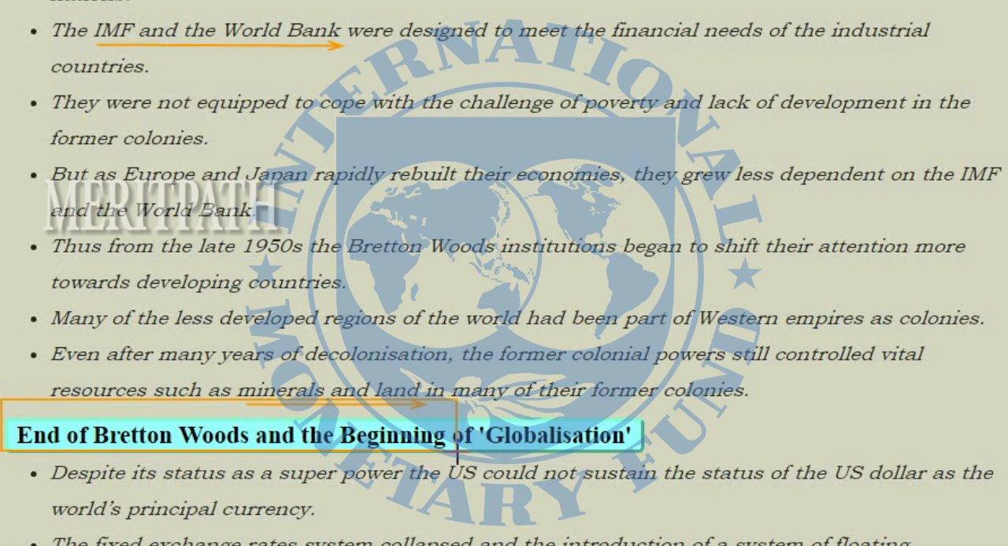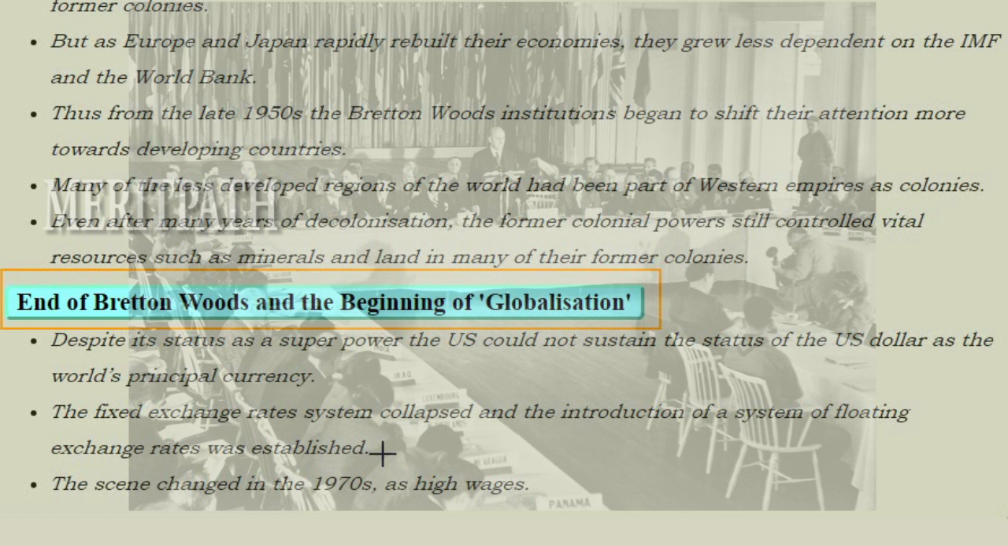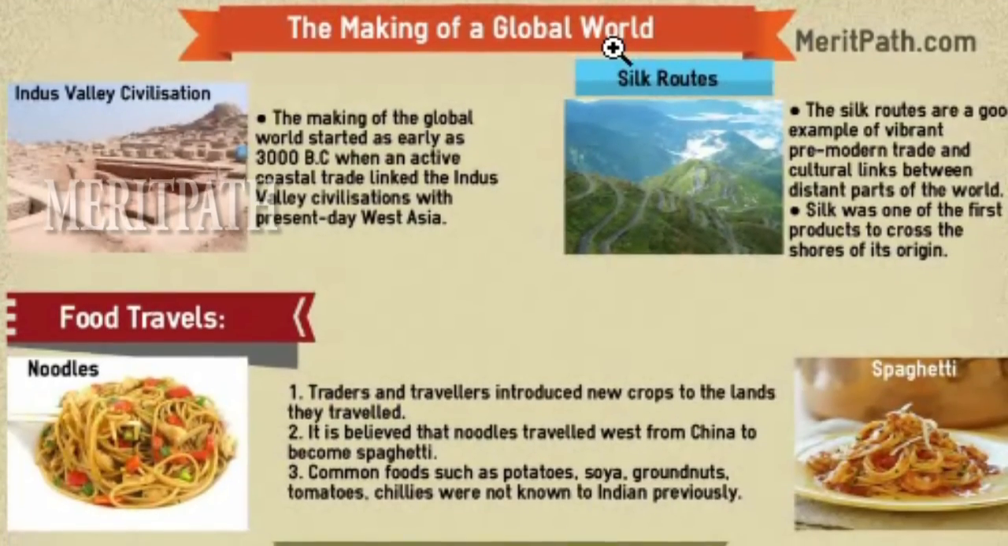The end of Bretton Woods and the beginning of globalization. Despite its status as a superpower, the United States could not sustain the status of the US dollar as the world's principal currency. The fixed exchange rate system collapsed and the introduction of a system of floating exchange rates was established. The scene changed in the 1970s as high wages. The making of a global world.